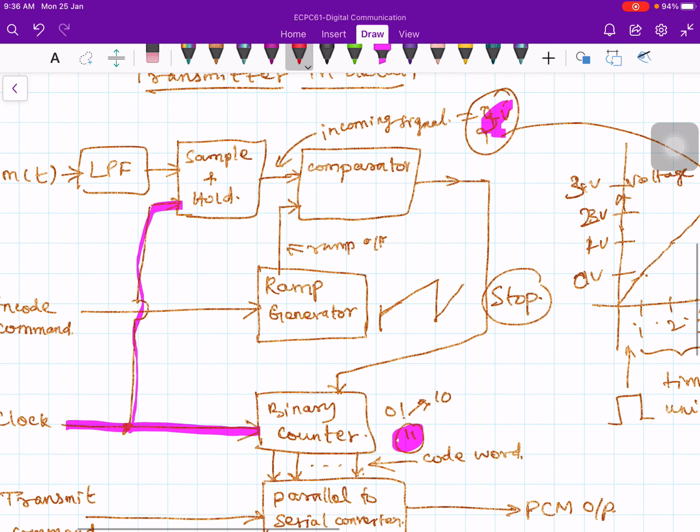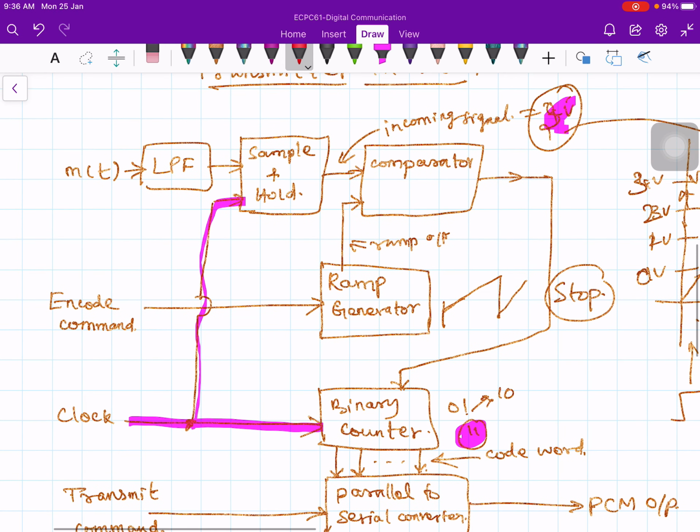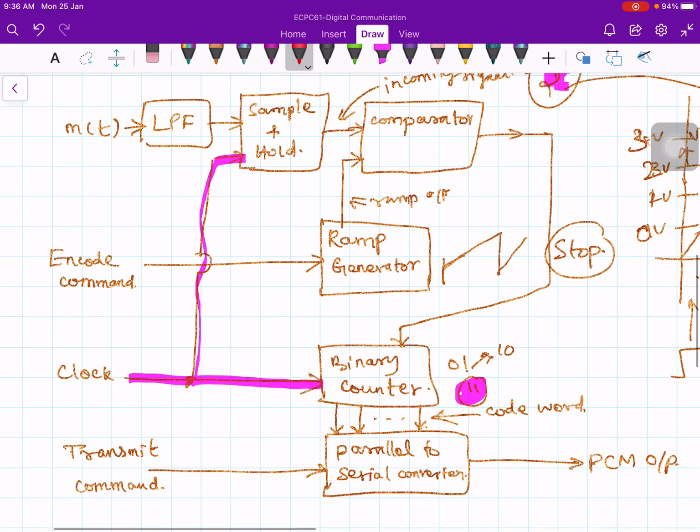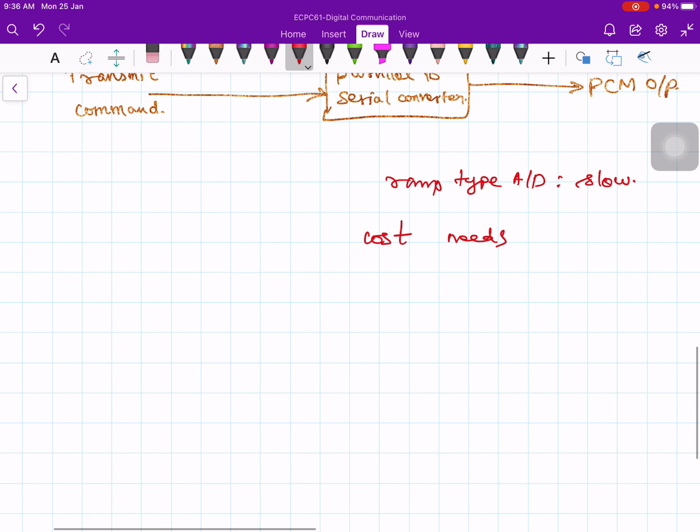Now that's all as far as the transmitter part is concerned. Now let us look at the receiver in detail.